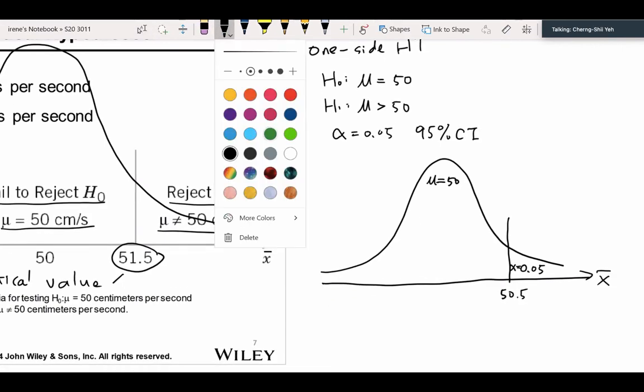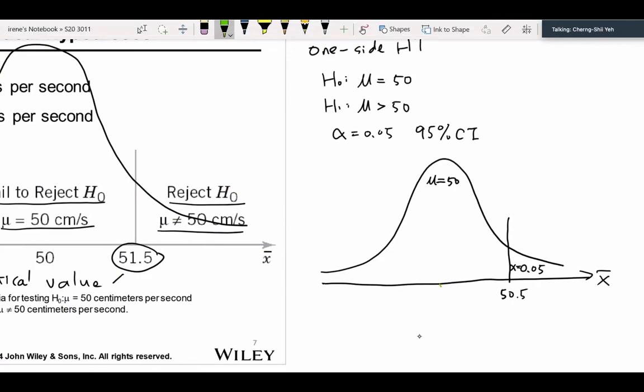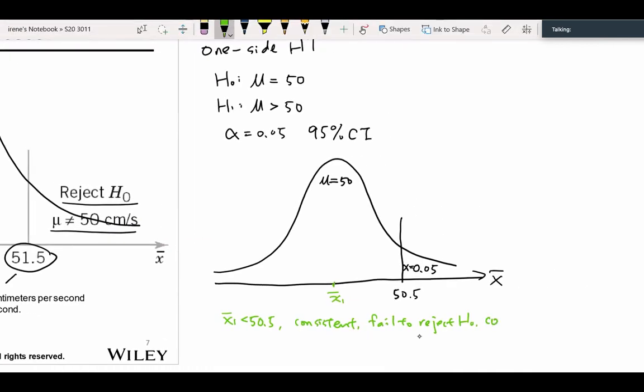So if my sample average is located here, x1 is less than 50.5, then we believe the sample is consistent with my null hypothesis. As a result, we fail to reject H0 and conclude my population mean is 50.